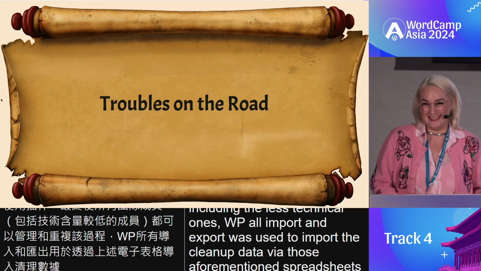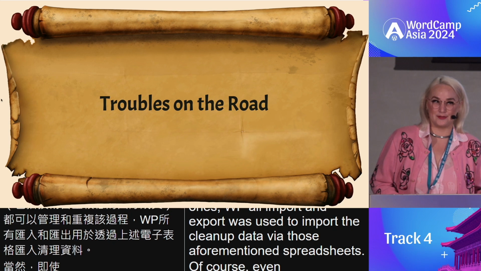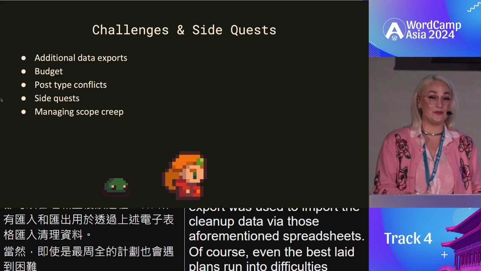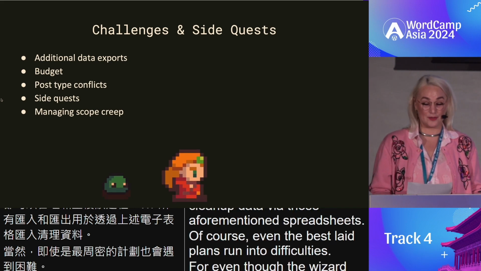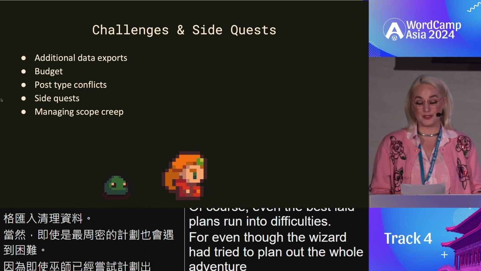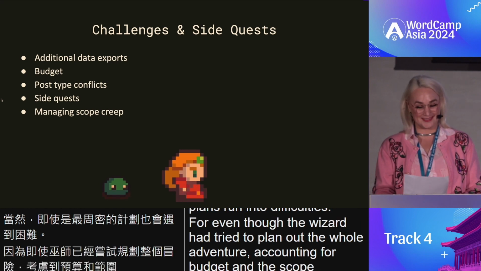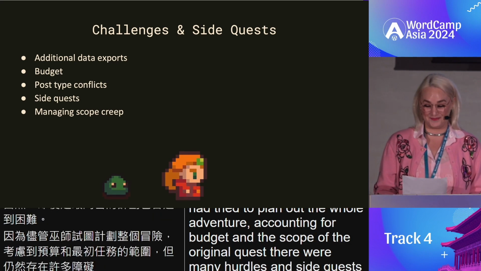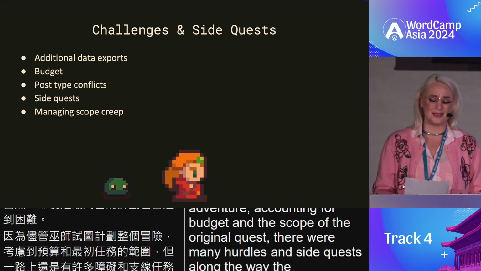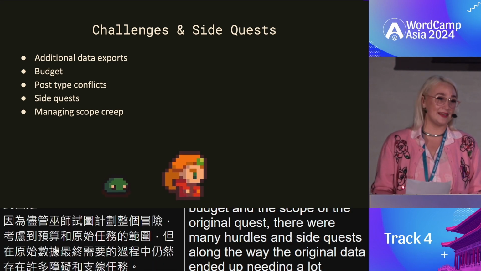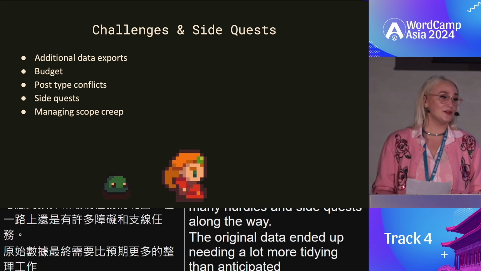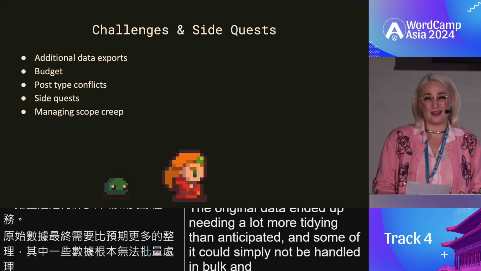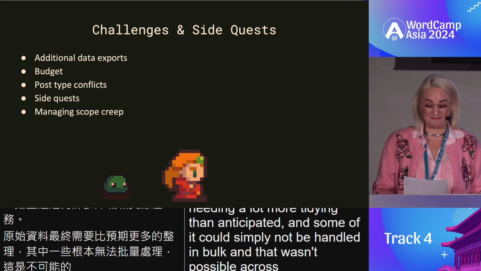Of course, even the best laid plans run into difficulties. For even though the wizard had tried to plan out the whole adventure, accounting for budget and the scope of the original quest, there were many hurdles and side quests along the way. The original data ended up needing a lot more tidying than anticipated, and some of it could simply not be handled in bulk. And that wasn't possible across the whole data set.